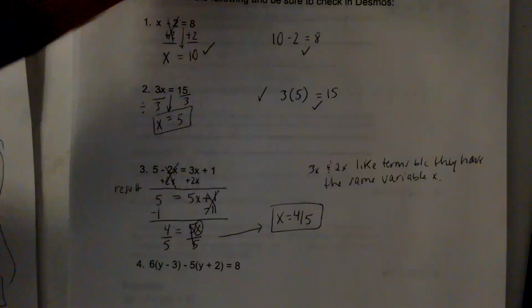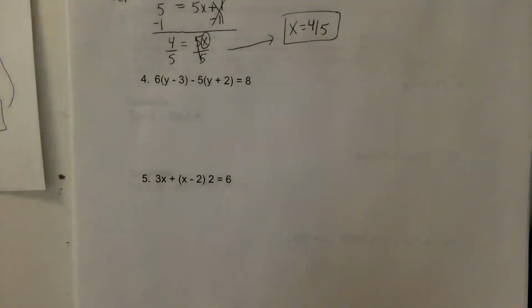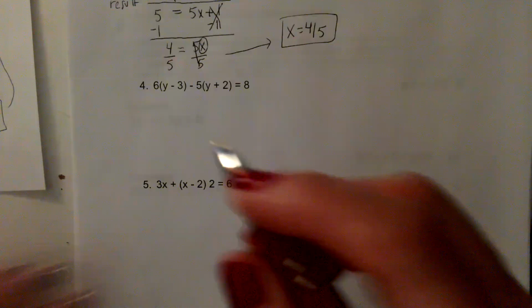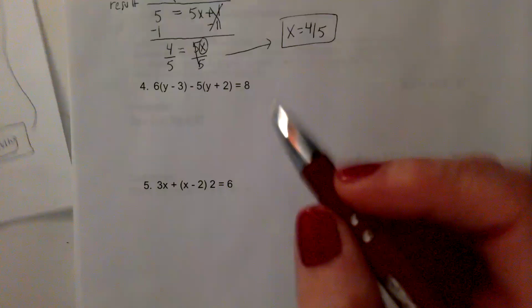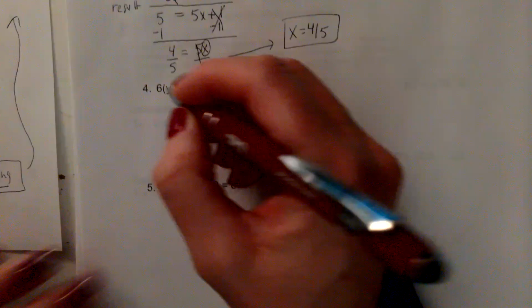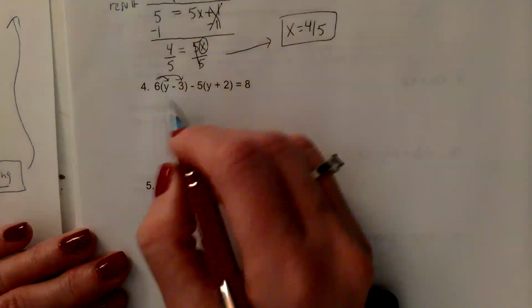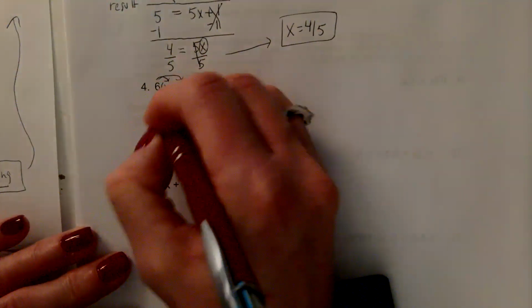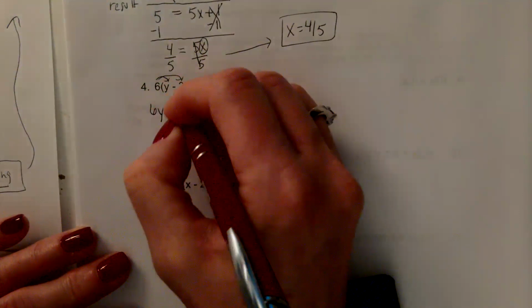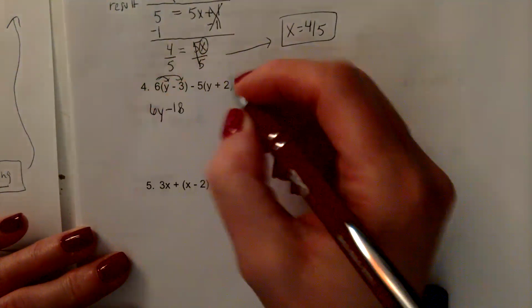Okay, let's solve another one. Number 4, we have parentheses. So this is where we have to use step 1. Use the distributive property first. So that means that 6 gets multiplied by y and minus 3. So 6 times y minus 6 times 3 is 18.